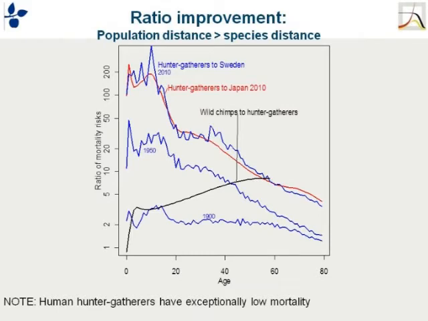Then you can compare hunter-gatherers. The next blue line is labeled 1950, so that's hunter-gatherers compared to Swedes in 1950. And then the bottom blue line is hunter-gatherers compared to Swedes in 1900. And there again, I want to emphasize that the hunter-gatherers had about twice the mortality of Swedes, twice the death rate of Swedes in 1900. It's fairly constant across the age range.